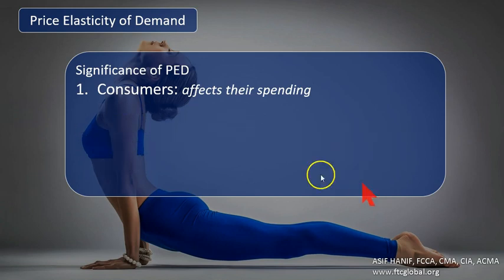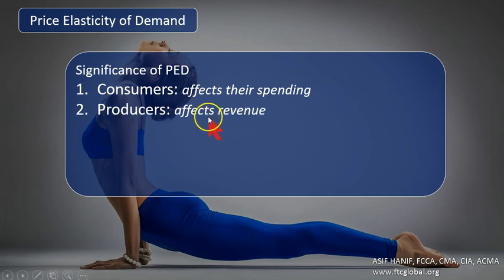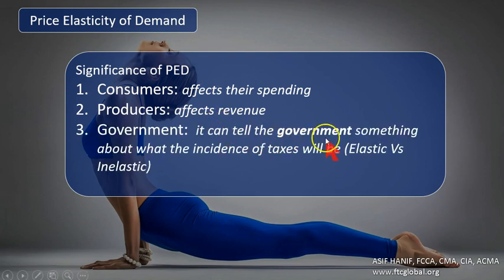As we have just seen, if the PED is inelastic, it will directly affect the customers. Their spending will go up. If it's elastic, it will also affect them. So elasticity affects the expenditure by the customers. It will affect the revenues for the producers. And for the government, it can tell something about what the incidence of taxes will be.